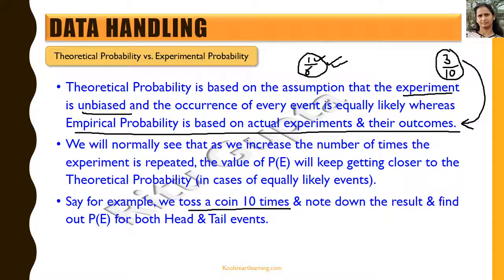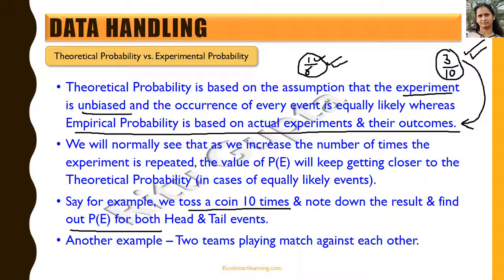Now we toss a coin 10 times and note down the result, and we find out the probability for both head and tail events, as we did in the case where we were rolling a dice. If you keep increasing the number of times a coin is tossed, you will see that the result keeps coming closer to the theoretical probability. We've already talked about when two teams are playing: will it come closer to the theoretical probability if they play more and more? Maybe not, because it depends upon other factors like skill, weather conditions, match conditions, ground, and so on.